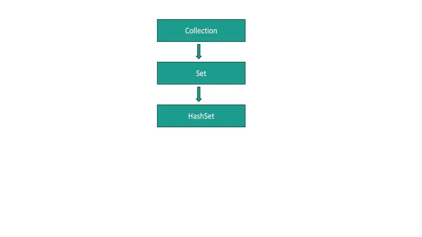Let's get started. You know that Collection is the root interface, which has different child interfaces like List, Set, and Queue. So HashSet comes under the Set interface. This is a class which comes under the Set interface, and under the Set interface we have LinkedHashSet also. But today in this video we will talk about HashSet only.